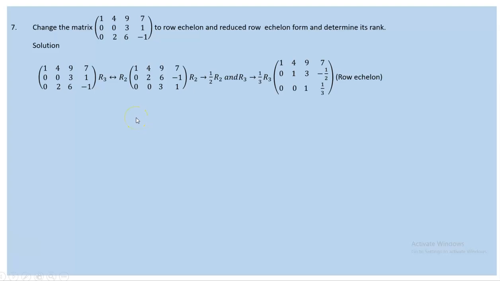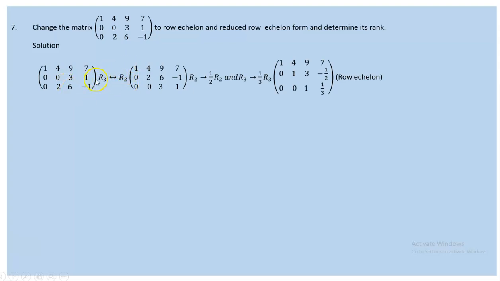So you now have 1 4 9 7, 0 0 3 1, 0 2 6 minus 1. Let's now exchange row 3 and row 2. The reason we are doing this is that the second row has two zeros, but the third row has only one zero. So we better bring these two zeros to the last row. So we need to exchange row 2 and row 3. This is actually swapping.